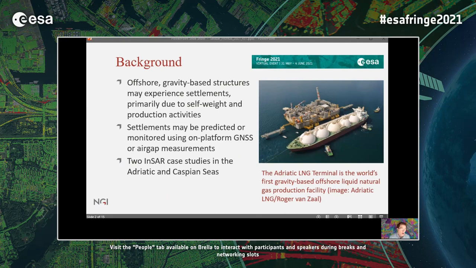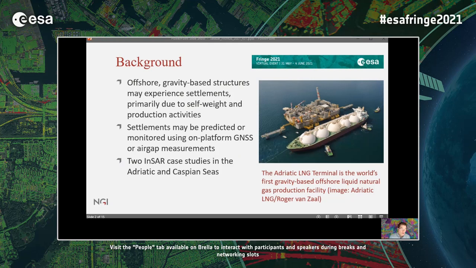There have been a small number of studies that used high resolution SAR data to detect and monitor the stability of some offshore structures, but we wanted to test the viability and performance of using Sentinel-1 data. For this, we identified two case studies, one in the Adriatic Sea and another in the Caspian Sea.